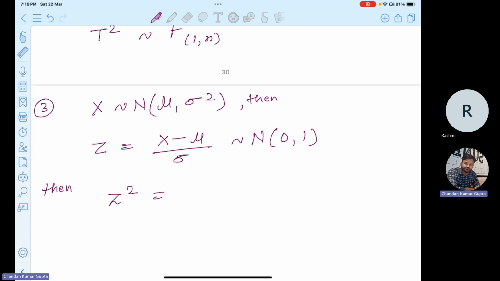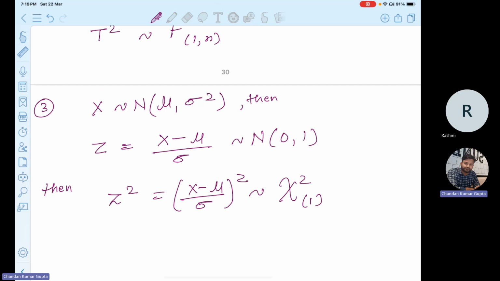Then z square, which is x minus mu by sigma whole square, follows actually chi-square distribution with 1 degree of freedom. So that means the chi-square variate is nothing but the square of the standard normal variate. So these are some of the properties related to these t, F, and chi-square distributions.